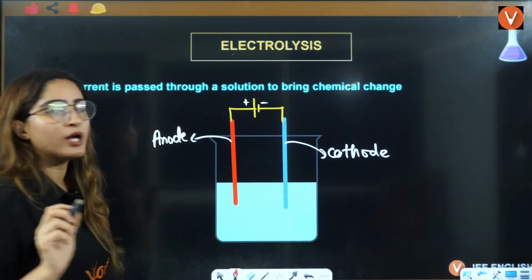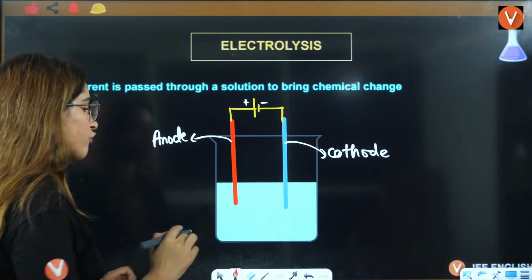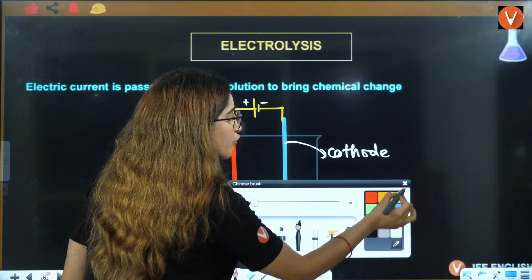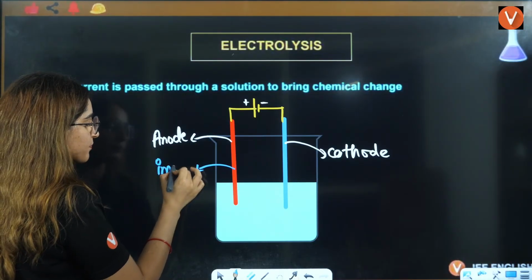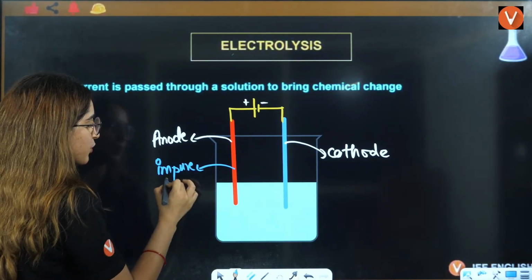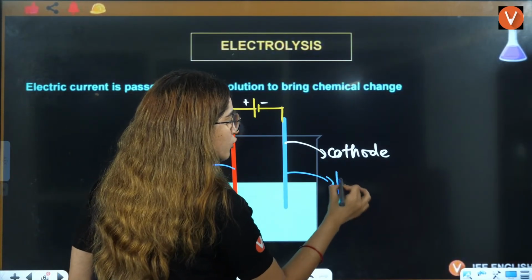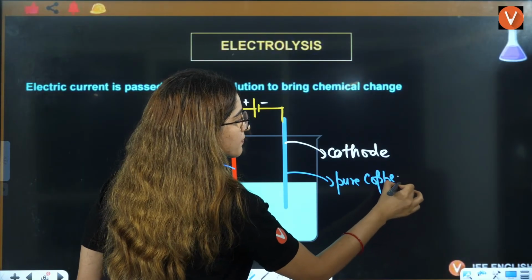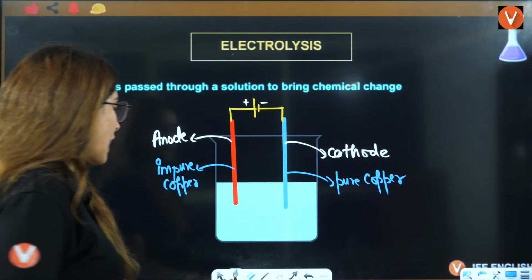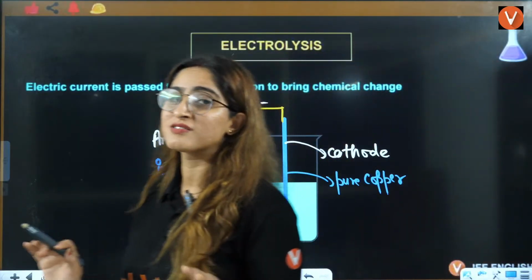Let's say I'm talking about refining of copper. I'm taking one example, that is refining of copper. In refining of copper, this we take as impure copper, and this is taken as pure copper. Now, let's see what is going to happen here.